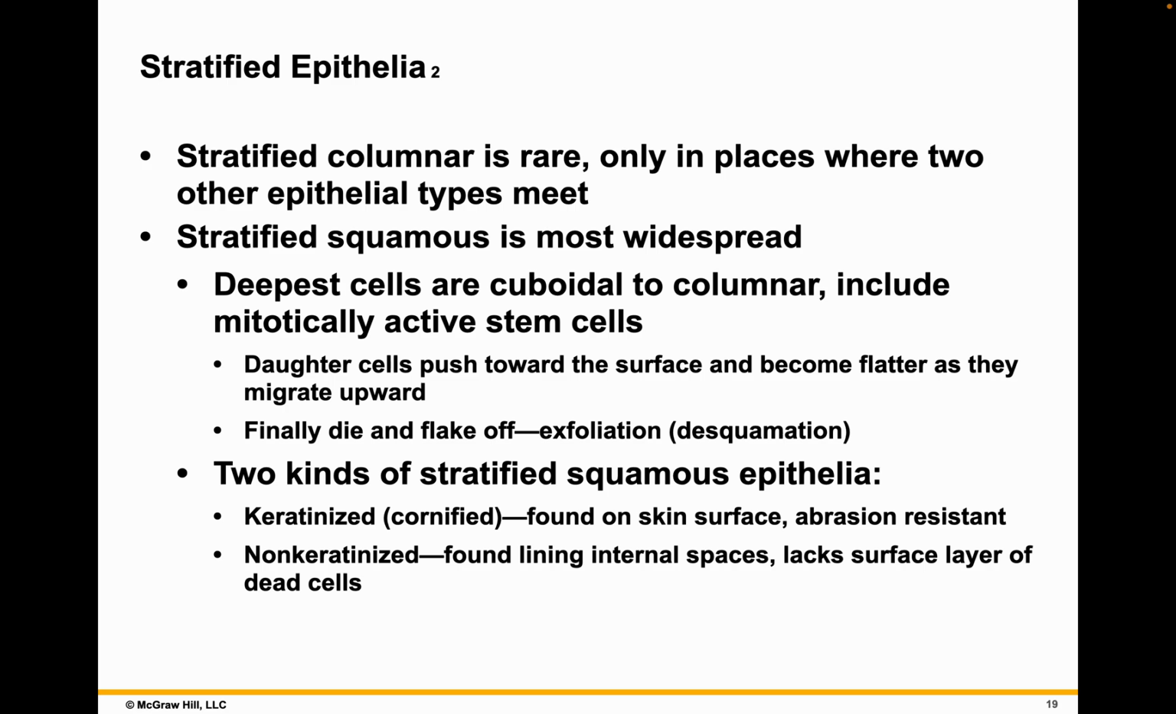There are two kinds of stratified squamous epithelium. Keratinized or cornified, which is found on the skin, is very abrasion resistant, and most of our talk on the skin system is going to be about stratified squamous keratinized epithelium. Non-keratinized are found lining internal spaces. They don't have the surface layer of dead cells the way that the skin does.